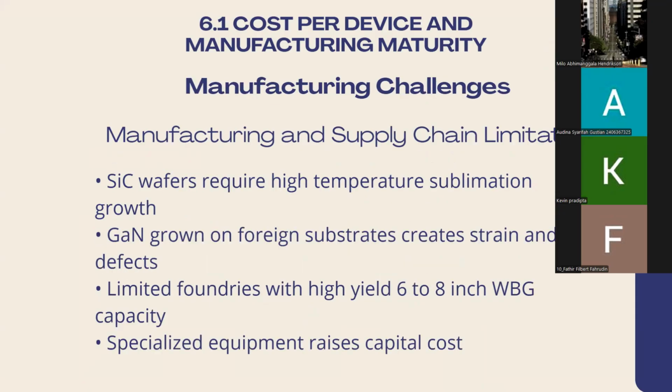Next. Manufacturing and supply chain limitations. Silicon carbide wafers require high temperature sublimation growth. Gallium nitride grown on foreign substrates creates strain and defects. There are limited foundries with high yield 6 to 8 inch wide bandgap capacity. Specialized equipment raises capital cost.